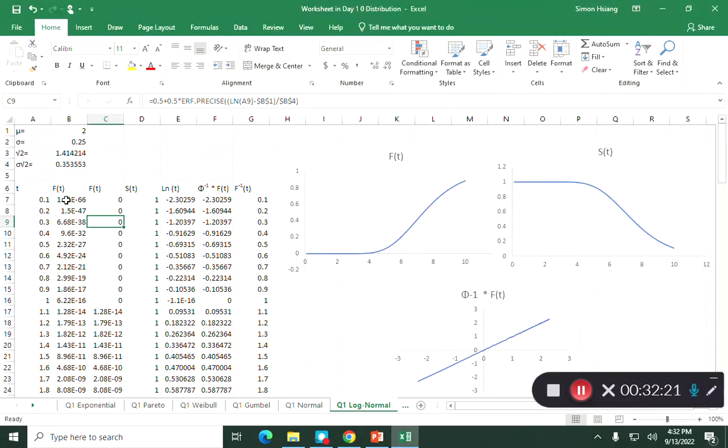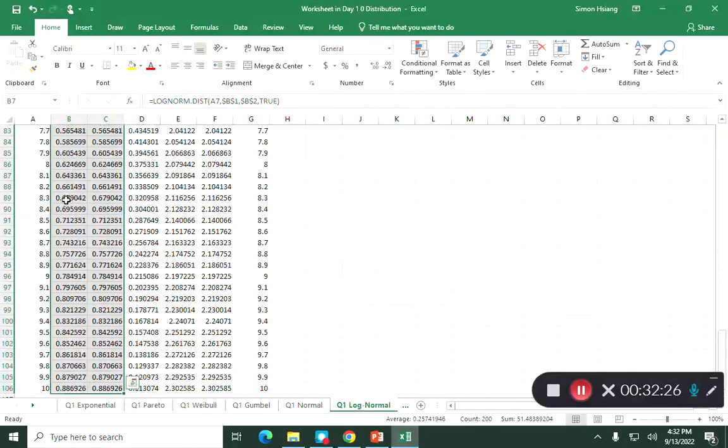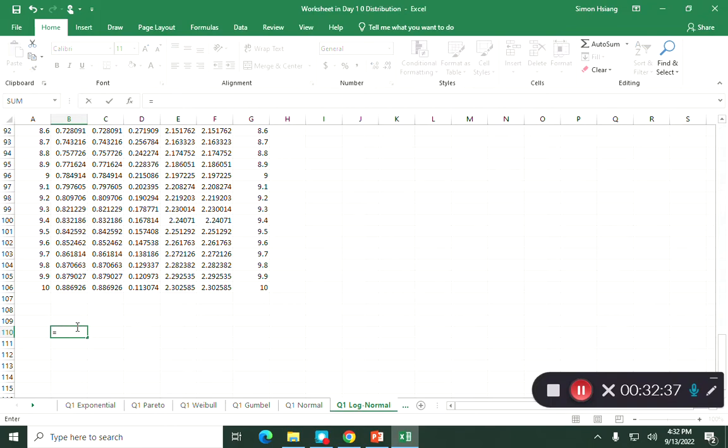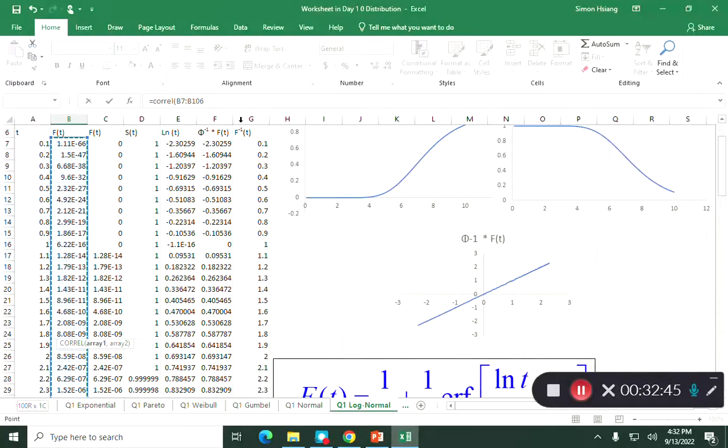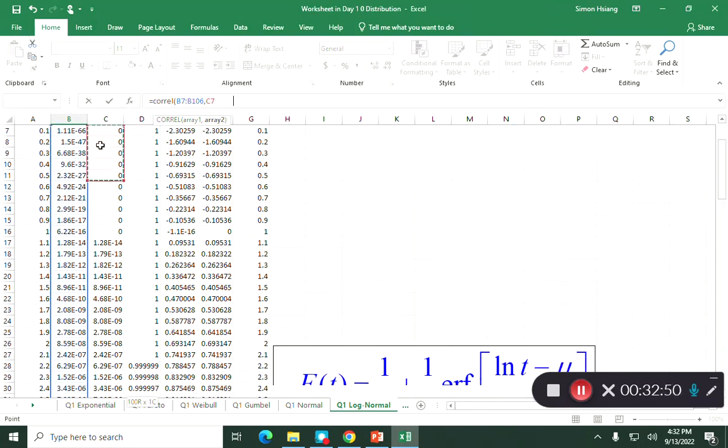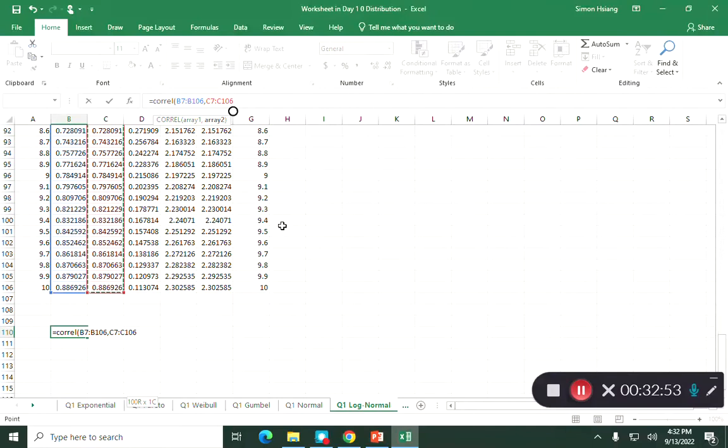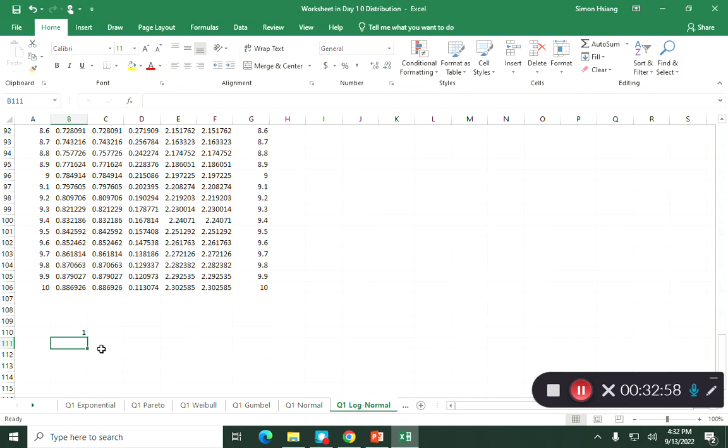One way you can do that is plot the two side by side. Oh, there's another way you can do this. Just get a correlation coefficient between B column and C column. What do you think will be the correlation coefficient between the two? They are exactly the same thing. What will be the correlation coefficient? 1, right? 100%.